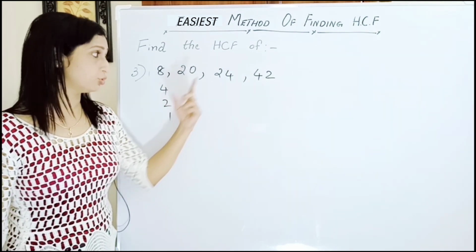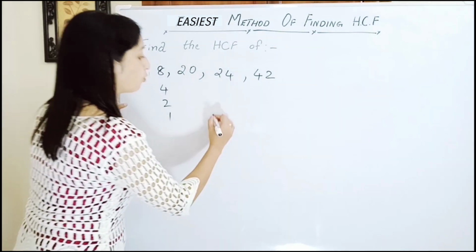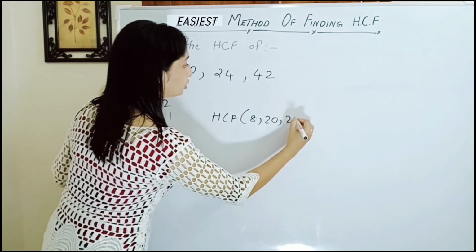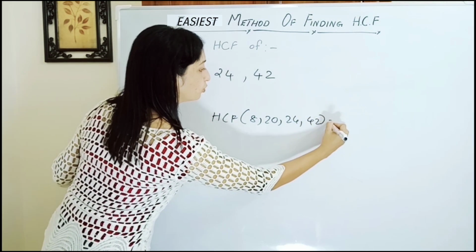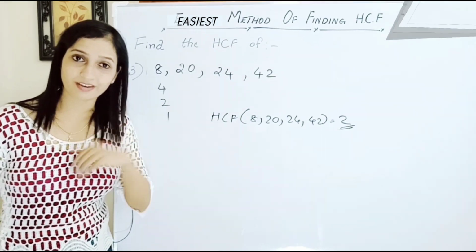20 can be divided by 2, 24 can be divided by 2, and 42 can be divided by 2. So what is our HCF? HCF of 8, 20, 24 and 42 is 2. Isn't it easy? Now let's go on to a fourth example.